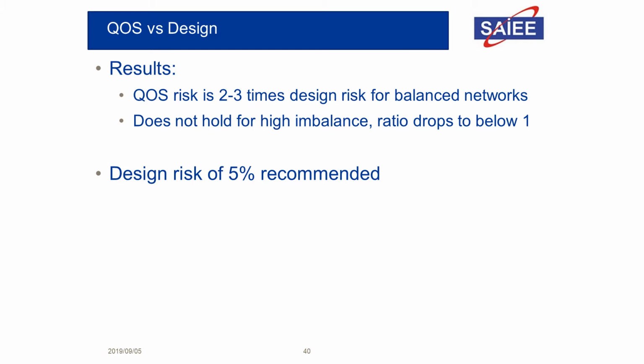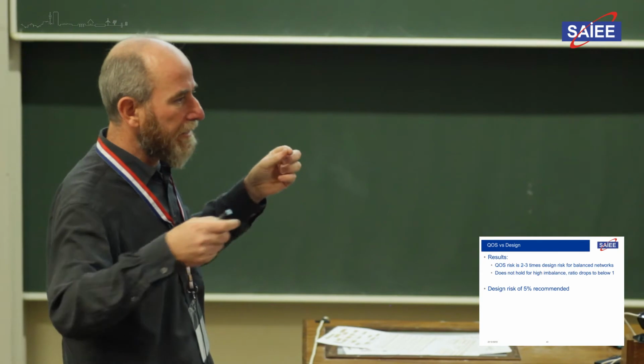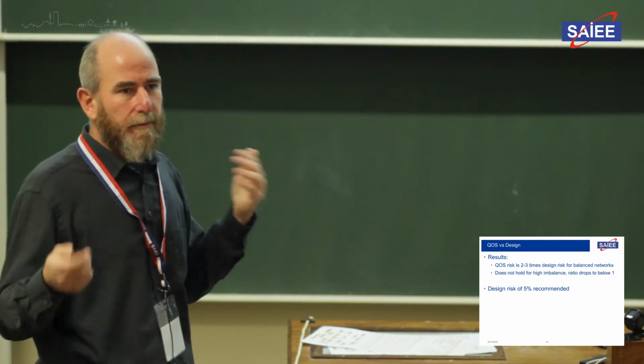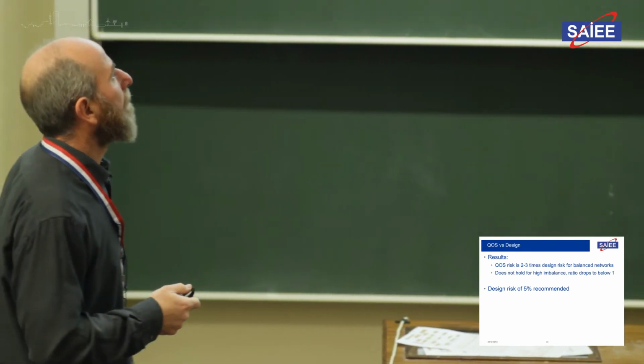So we see that, but it doesn't hold for high imbalance. So if we've got a high imbalance network, the Herman beta method tends to over-design. There's something about the way it deals with long pieces of single-phase network, but in general we're going to balance them, so fine. I'm happy with that.